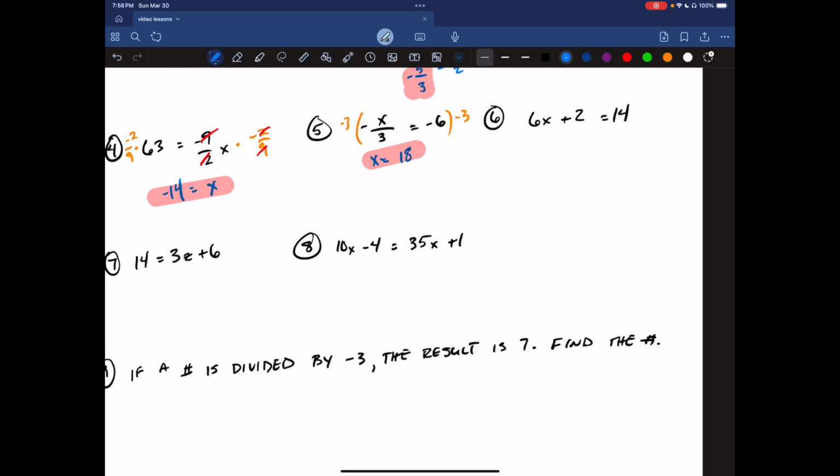All right, on number 6, I need to move this first using the addition property of equality that we talked about in the last video. That's going to leave me with 6x equals 12. At this point, the multiplication property of equality kicks in, and I divide both sides by 6. x equals 2.